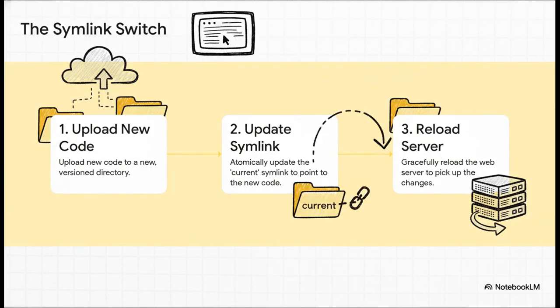Okay, next up is a real classic from the old Unix days, the symlinks switch. Here's how it works. You upload your new code into its own new folder. Now you have a special file called a symlink. You can just think of it like a shortcut. And that shortcut is named current, and it points to the folder with the live code. When you want to deploy, all you do is change where that shortcut points. You make it point to the new folder. And because changing a symlink is an atomic, instantaneous operation on the file system, the switch is flawless and immediate.